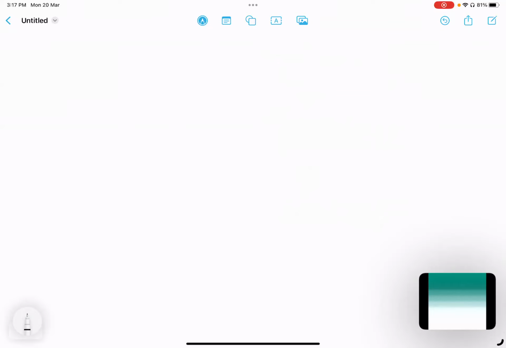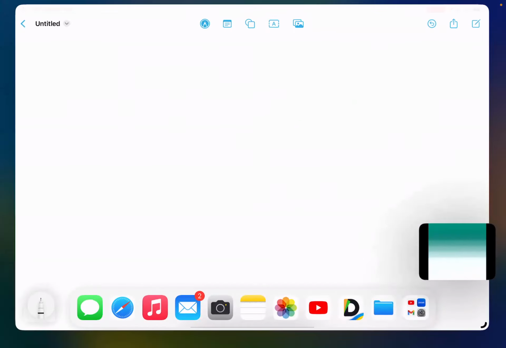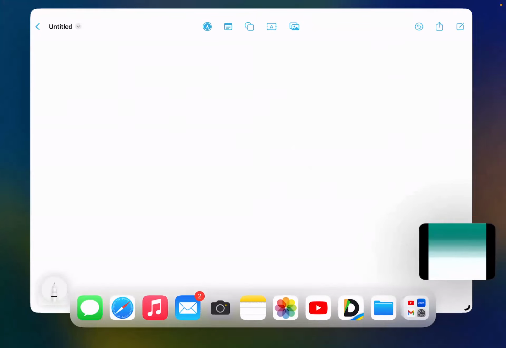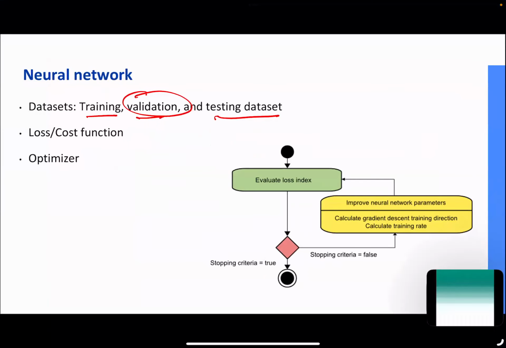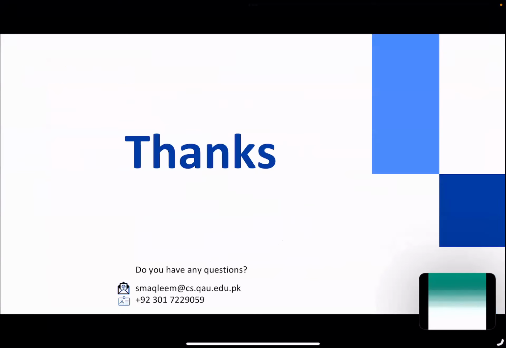Recently they launched ChatGPT-4, which is much more powerful as compared to previous models, and has the capability of taking images and text as input. So this is all about today's session. And if you have any question, you can ask.